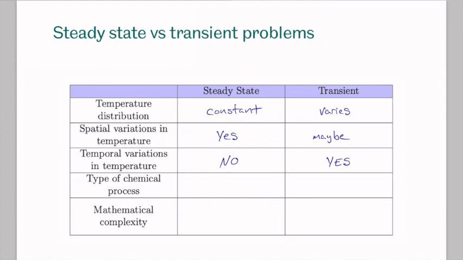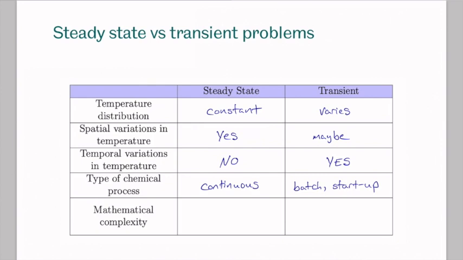Steady state is most commonly associated with a continuous chemical process. You can think of other processes as well. Transient problem is most commonly associated with a batch reaction, or it can be with startup or shutdown of a process.